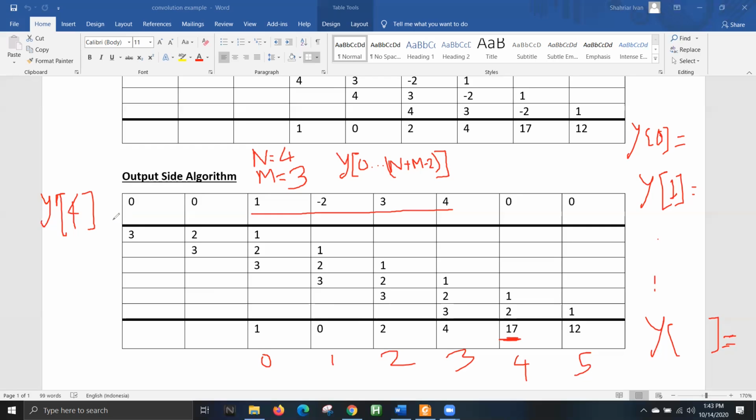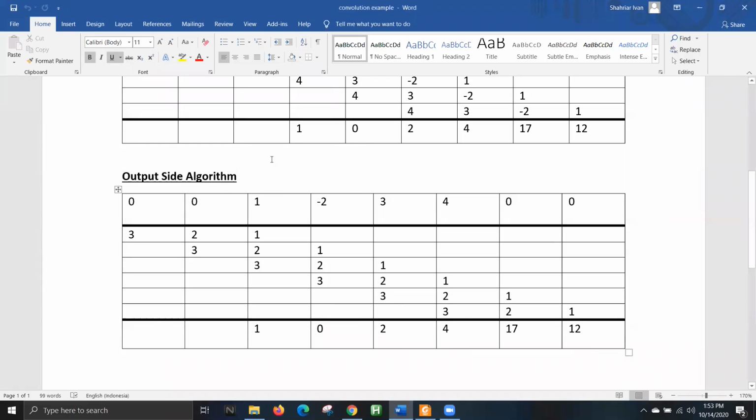You can just directly use that equation and directly find the value for y4, what it should be. And how will you be doing that? What you will be doing is this. For y, there are values from 0 to n plus m minus 2, as you know. You'll have to find that many values for y. For any particular y, if you want to compute, you need all of h. You need all the h values.